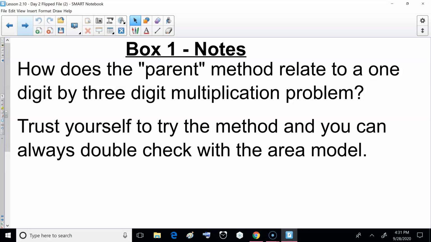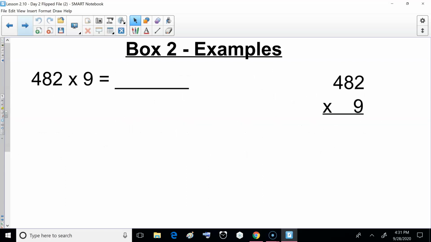So the big thing is that we need to trust ourselves to try the method, and you can always double check with the model. So if we can do 1 by 2 using the parent method, 1 by 3 should pretty much be the same except for one more place value to multiply. So let's get to work.